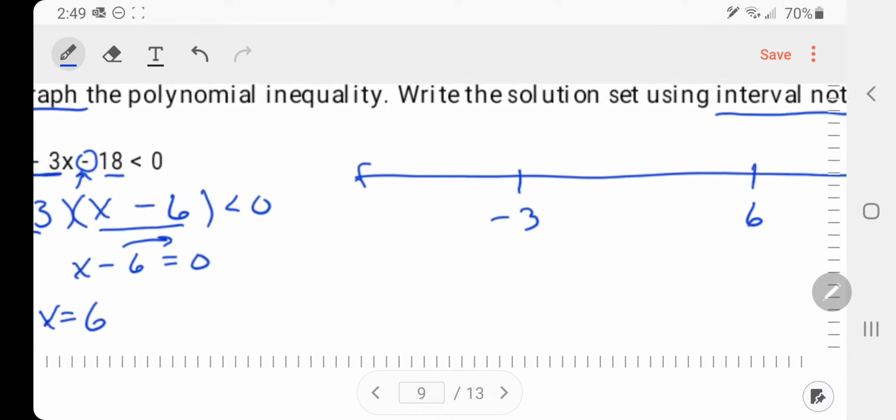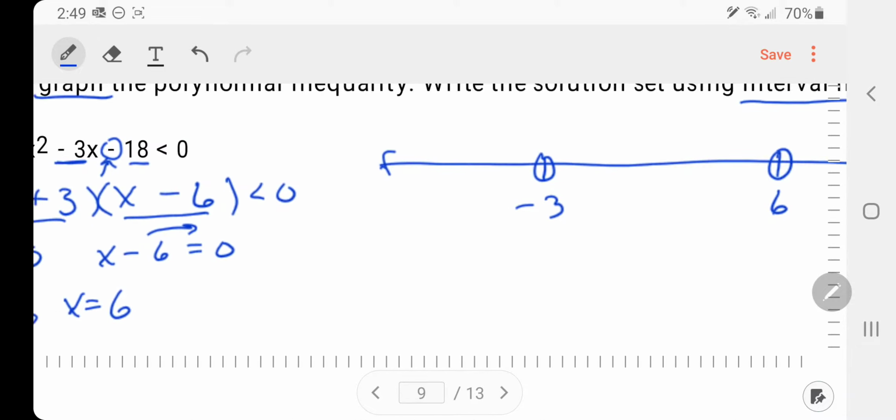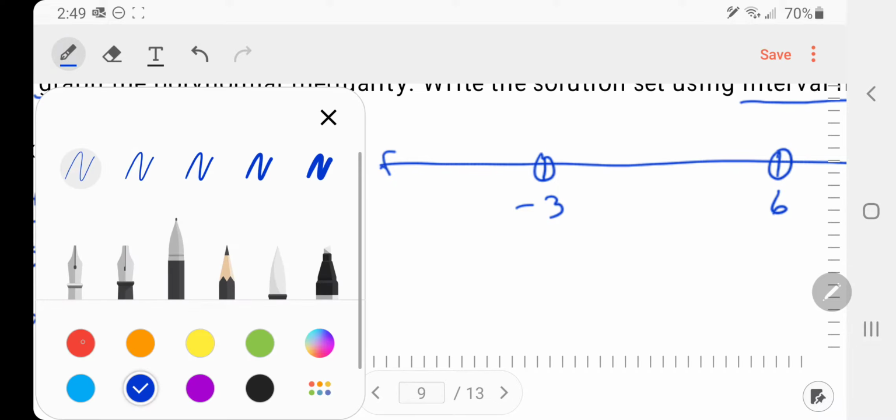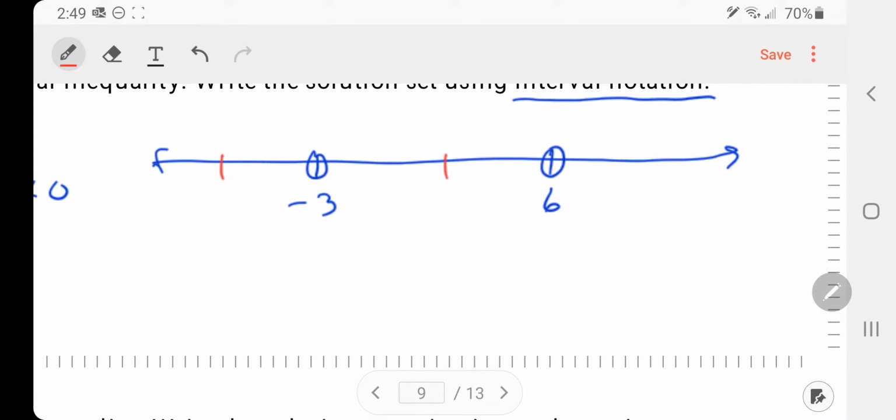Are those open or solid? Uh-oh, they're open circles this time because the inequality does not have the equal to part. It's strictly less than. Now, to figure out the sections of shading, we're going to have to use test points. So we're going to need to come in here and pick 3 points that are in each section, okay?